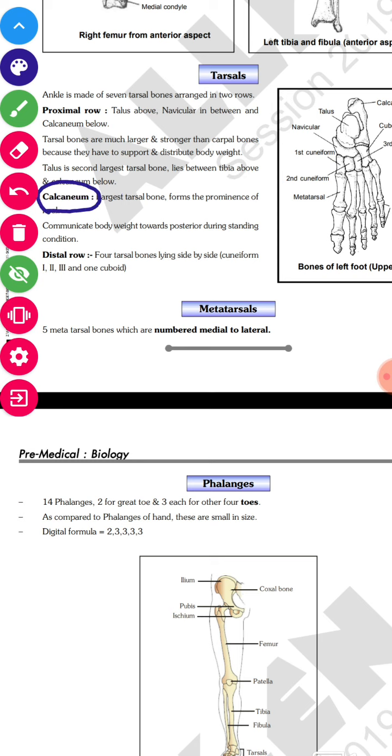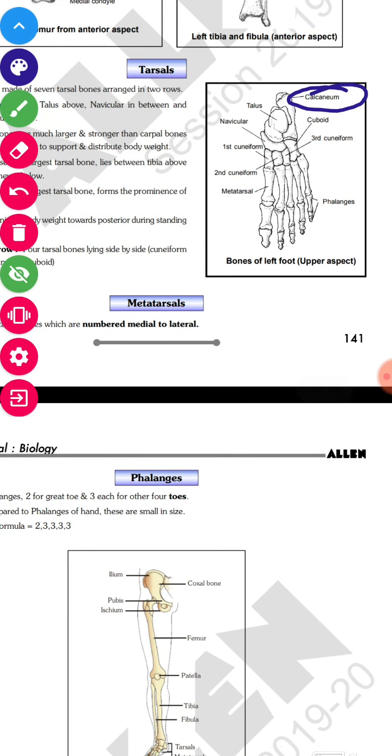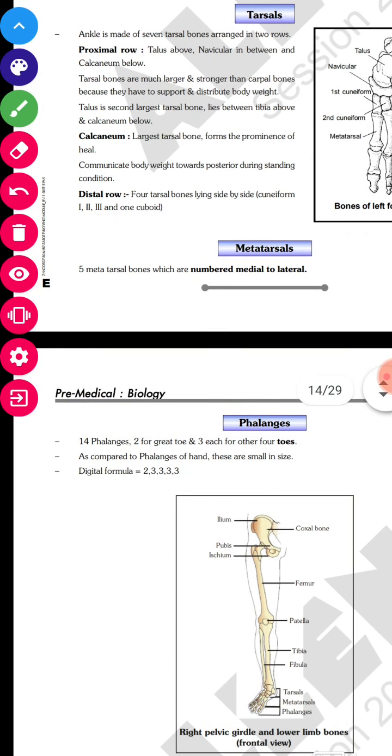Now calcaneum is what? It is the longest bone, the largest bone you can say. It forms the prominence of the heel. When you touch your heel, the bone which you can feel is nothing but the calcaneus, this one. And this is the largest one, you can see from here it is coming.